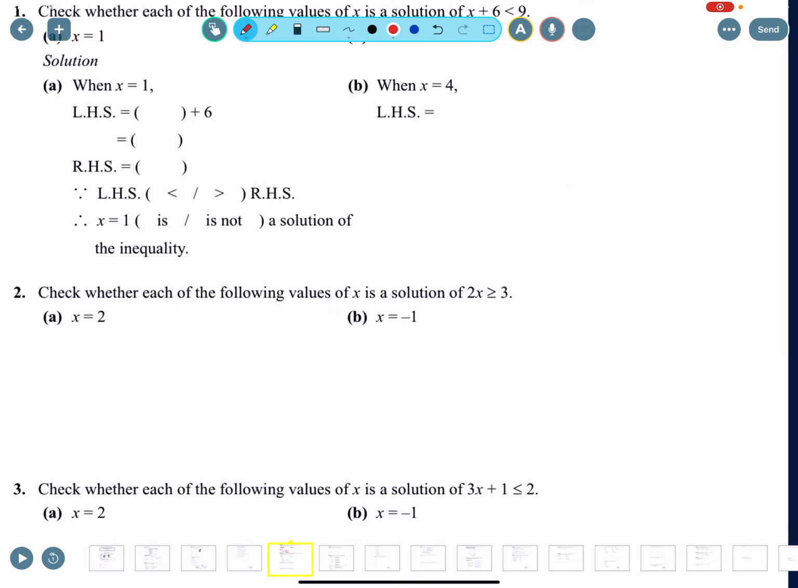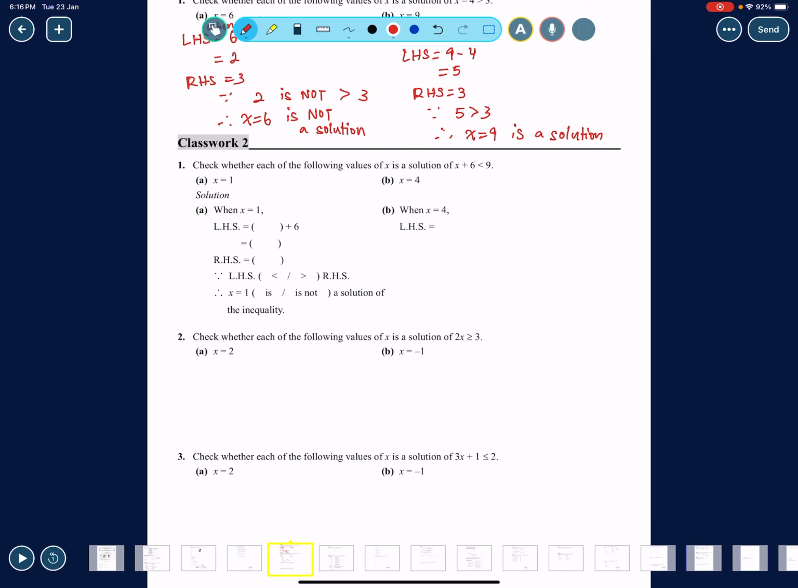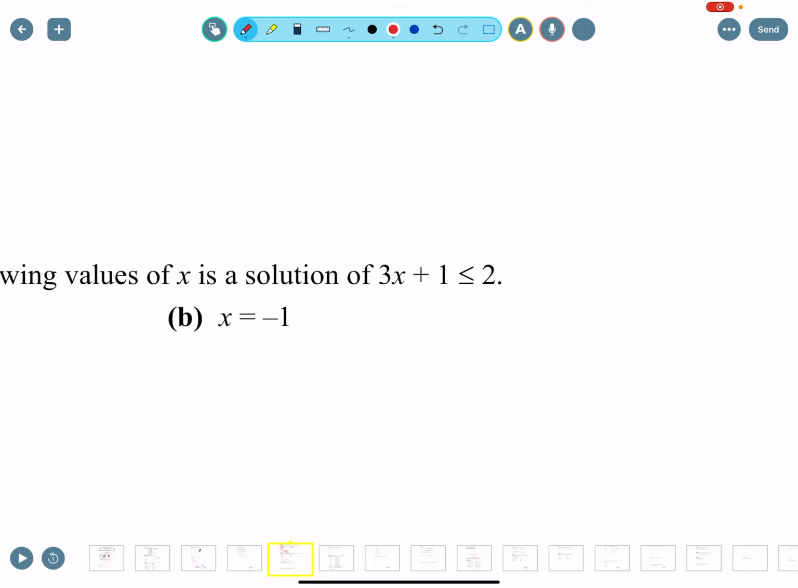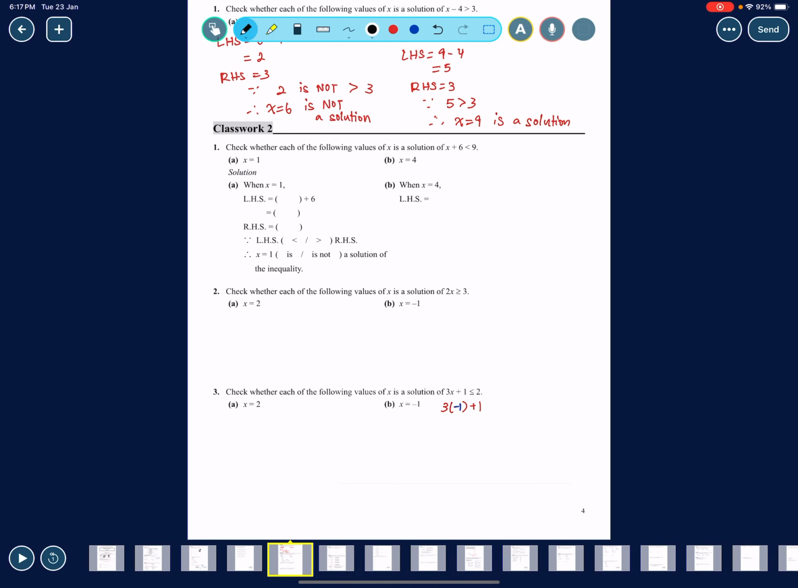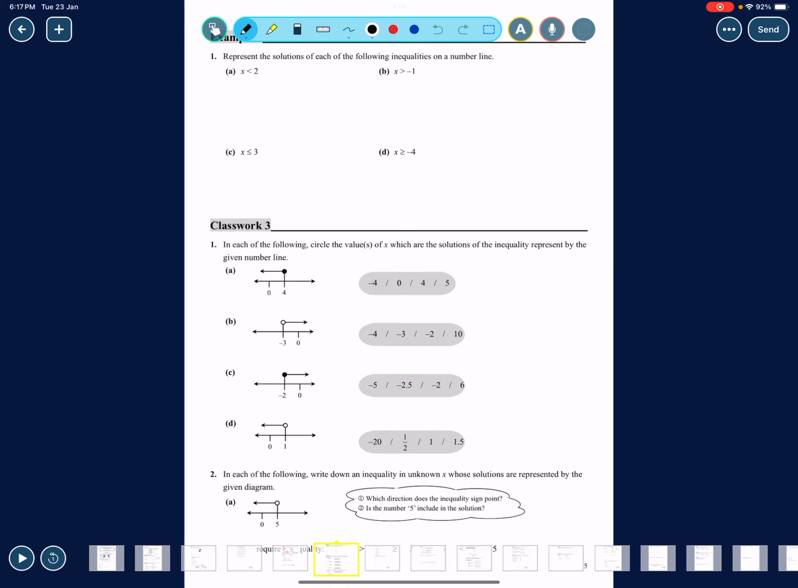Okay, this is actually not a common question. Sometimes you have to calculate more than that. So remember, 3 times negative 1 here plus 1 if you're substituting negative 1, for the left side. So just add a bracket. Remember to add a bracket, if not, you're going to get it wrong.